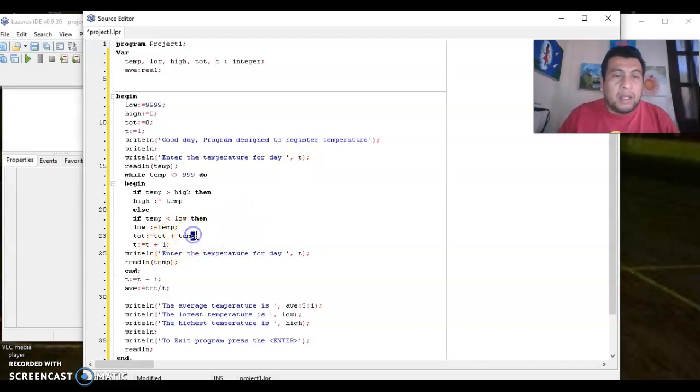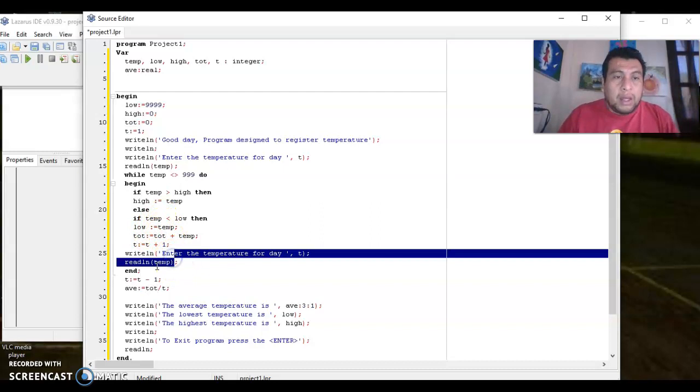The same way in the cumulative totaling, where temperature, if you enter 3 for the first day, it comes here: 3 plus what is tot. Tot is declared as 0. 3 plus 0 is 3. Second day is 2, then temperature is 2. The previous total is 3, so 3 plus 2 gives me 5, and so on.